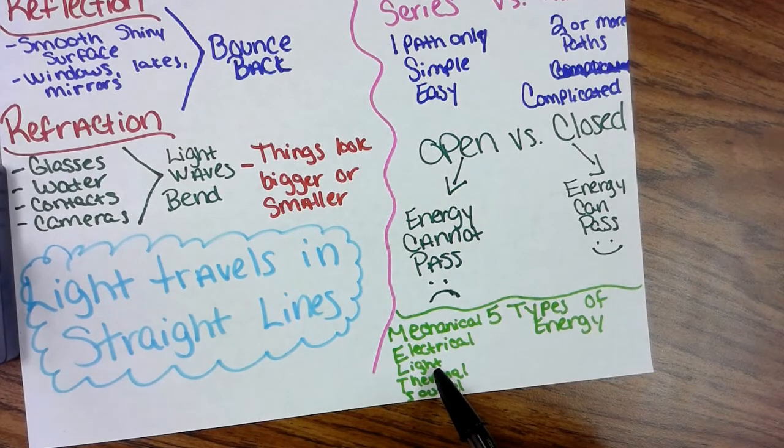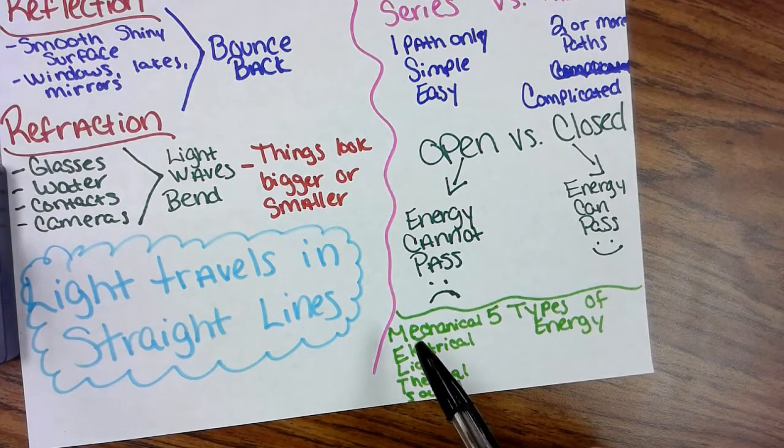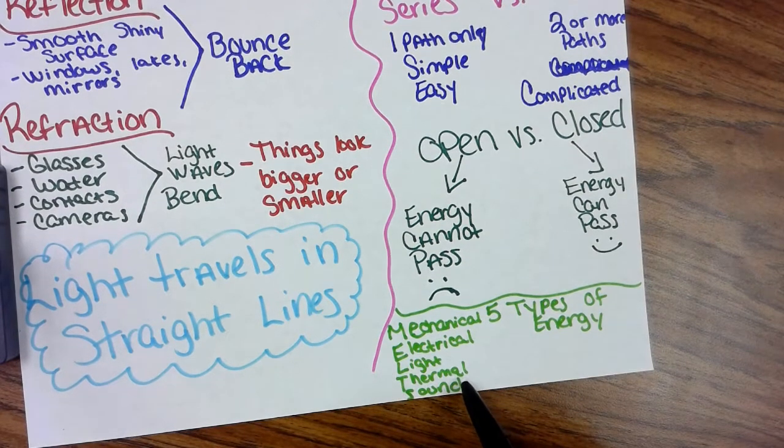That's just light energy. Look up in the room. Look out in the sky. You see sun? You see lights? All right. Thermal, heat energy. Yesterday I had the heater on in the classroom because it was so cold. So thanks to the electrical energy, the air conditioning unit was able to produce us some thermal energy.